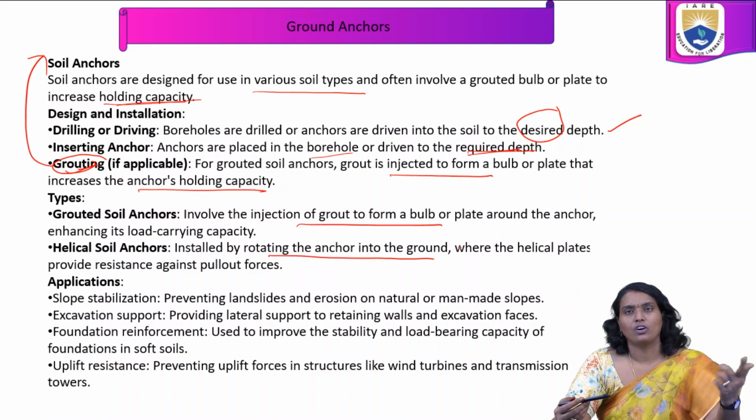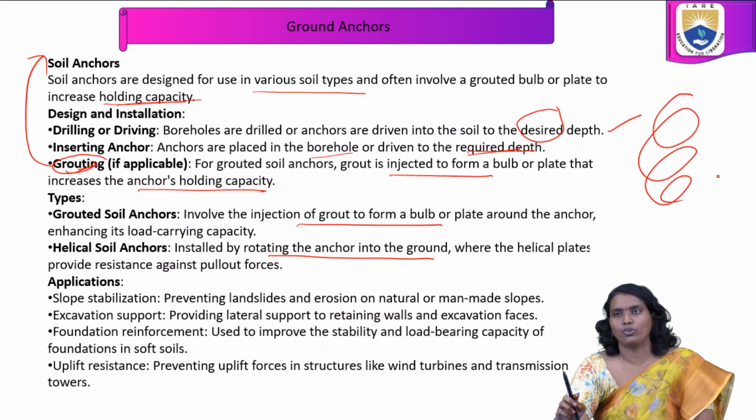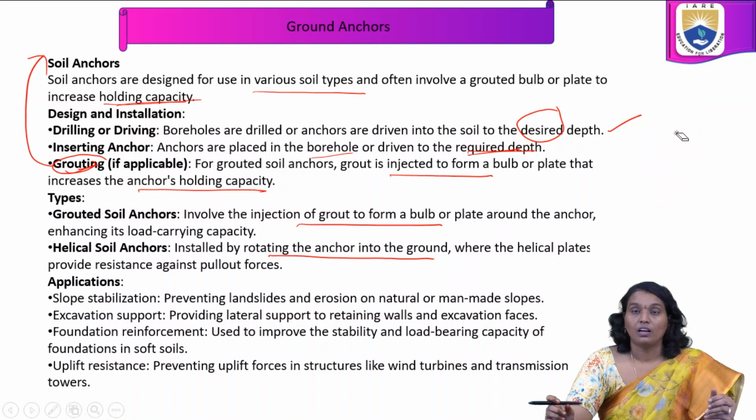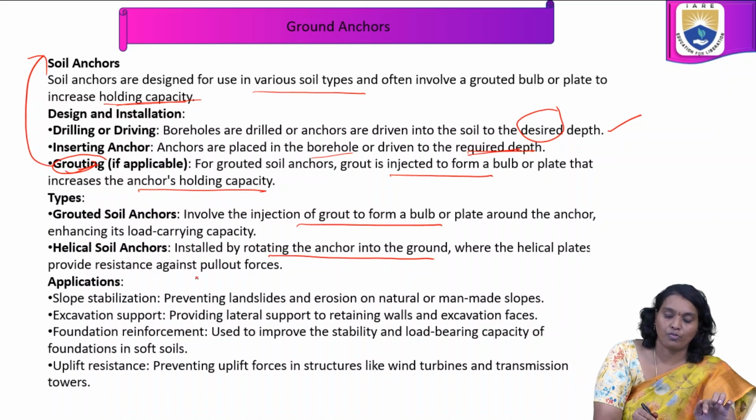Helical soil anchors are installed by rotating the anchor into the ground, where the helical plates provide resistance against pull-out forces.